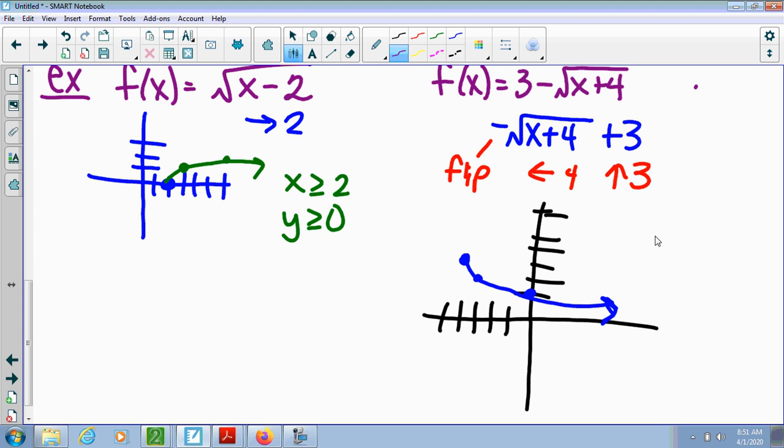And now I'll write my domain and my range. This one's a little bit trickier. Where's my x value start? Starts at negative 4, and it's everything bigger than that. So x is greater than or equal to negative 4.